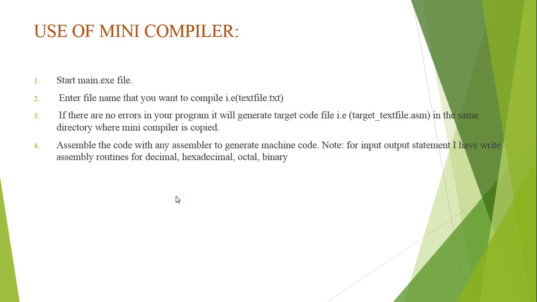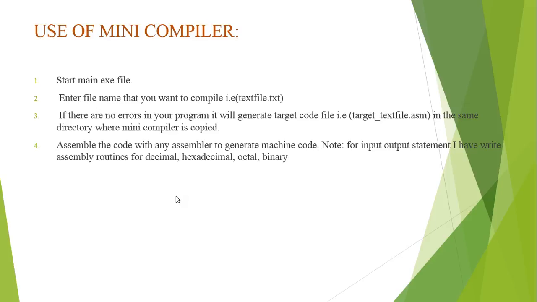Now, what is the use of the mini compiler, and how can you use it? First, you have to start the main.exe file. We'll provide you the setup for running the mini compiler, in which you will get the different types of .h, .exe and .txt files. First you have to start the main.exe file. Then you have to write the file name that you want to compile, and whatever the content is, you will write it in the textfile.txt.